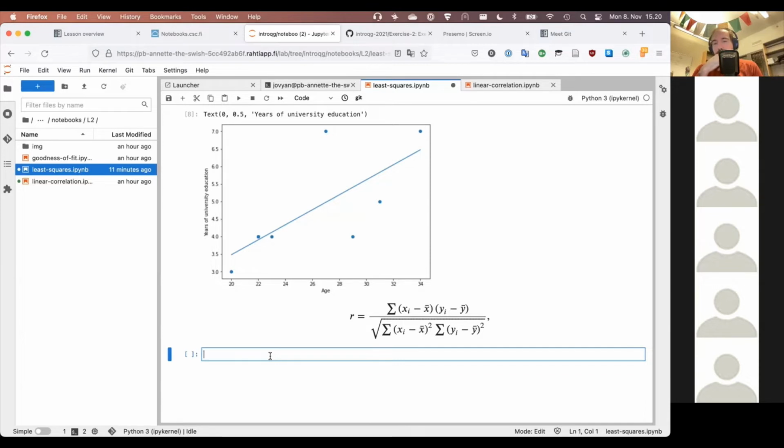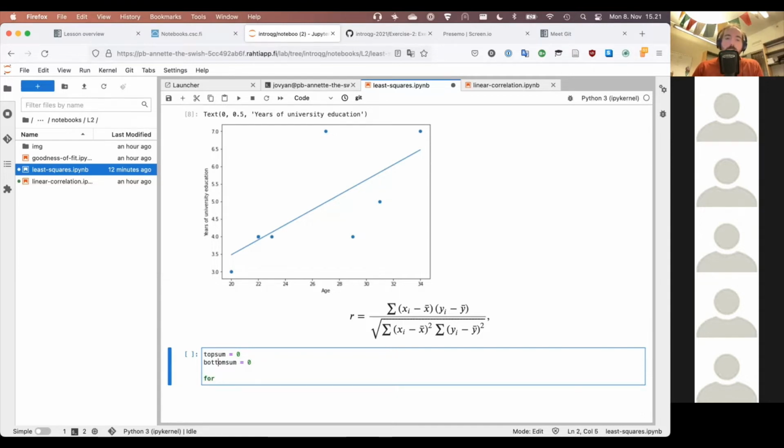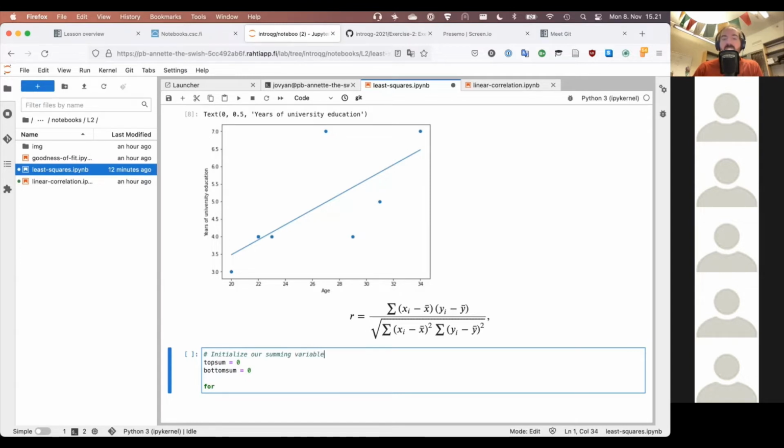Now, in this case, to sum things up, we can do things a couple different ways. I think what I'm going to do is calculate a top term and a bottom term. And I'm going to do the sums using a for loop because I want to go through each value of X and subtract away the mean value. We don't necessarily have to do that with a for loop, but it might be easier for you to follow if we do it with a for loop because it's more like what we would have introduced in GeoPython. So let's start with the top. And we'll say top sum equals 0 and bottom sum equals 0. Okay. So we'll initialize our summing variables.